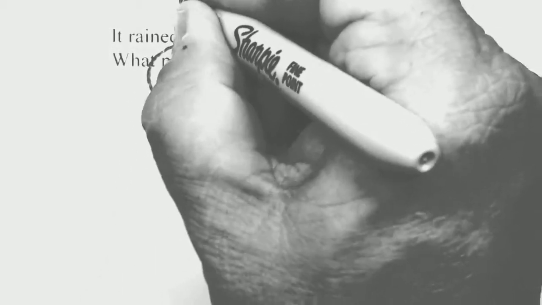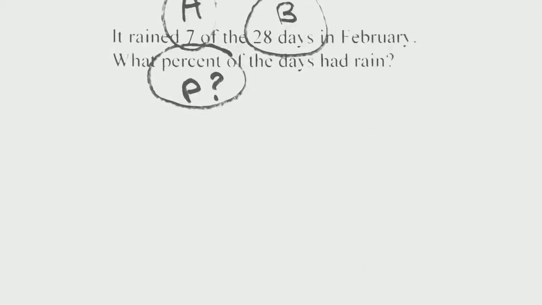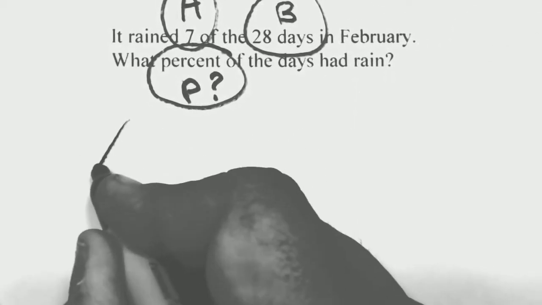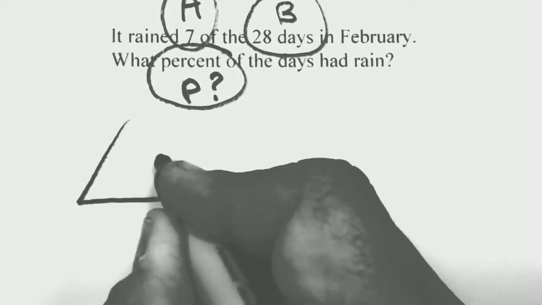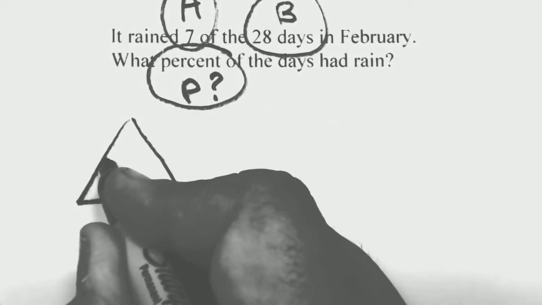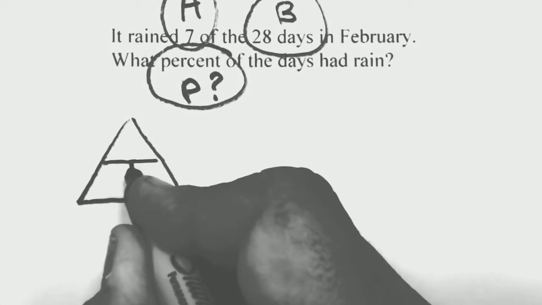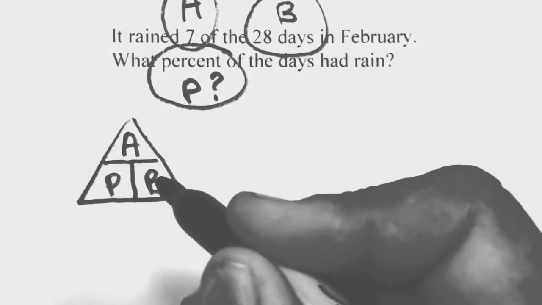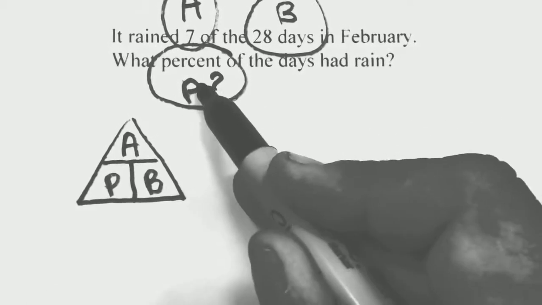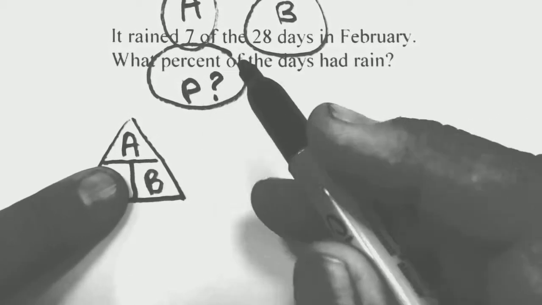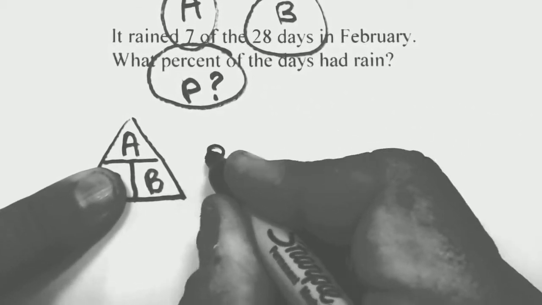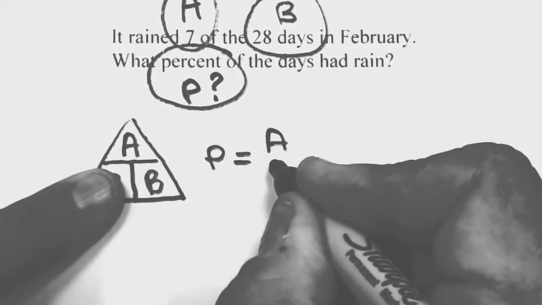So that means the A has to be the 7. Okay, well, let's set this up. Here again, we're going to use one of the forms of our percent formula. So here's my triangle with the T in it. And again, A, P, B. Now, in this one, we're solving for P. Cover up the P. What's the P equal? A over B. So that tells me exactly what form to use here.